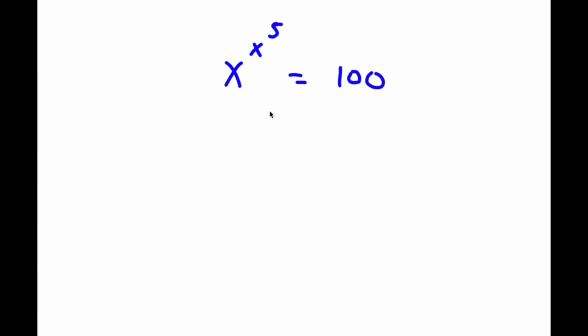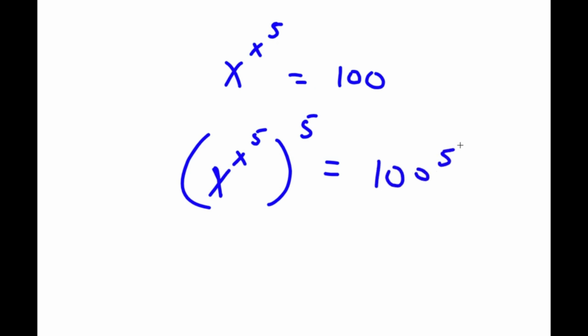Alright, so in this problem, I have x to the power of x to the power of 5 is equal to 100. So now the first thing I'm going to do is take the power of 5 on both sides. So now I have x to the power of x to the power of 5 to the power of 5 is equal to 100 to the power of 5.